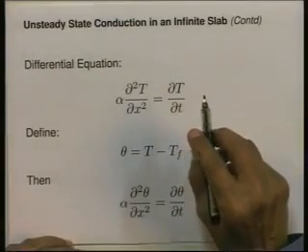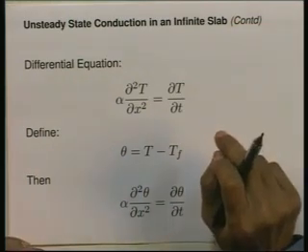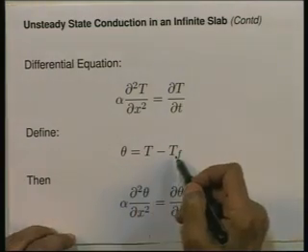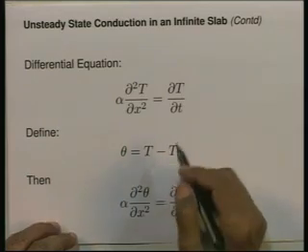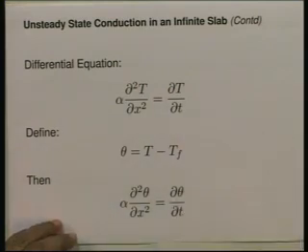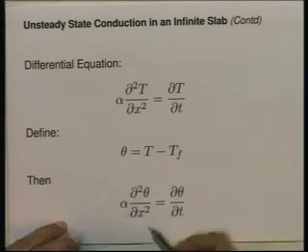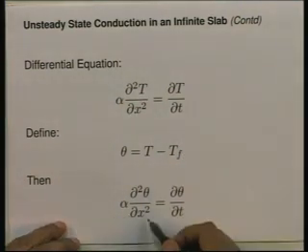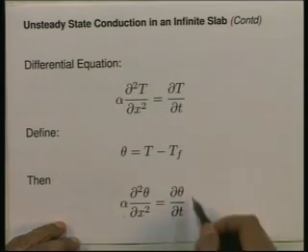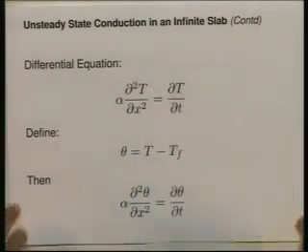Like the previous case of negligible internal temperature gradients, let us again define theta equal to T minus Tf. Same way as earlier, theta is the temperature above the ambient temperature, the ambient is the benchmark. In which case, if I make this substitution, the differential equation will become alpha into d2 theta/dx squared is equal to d theta/dt. So, this is our differential equation in terms of theta as the variable rather than T as the variable.